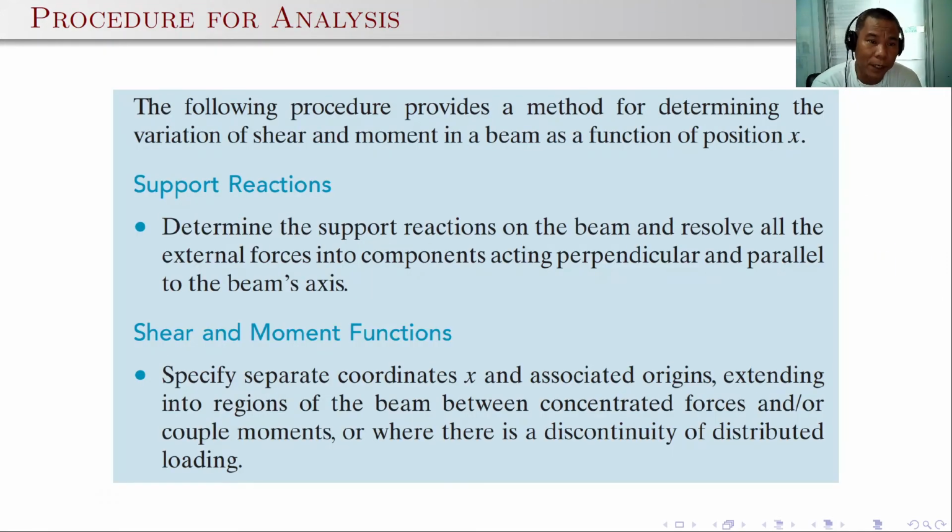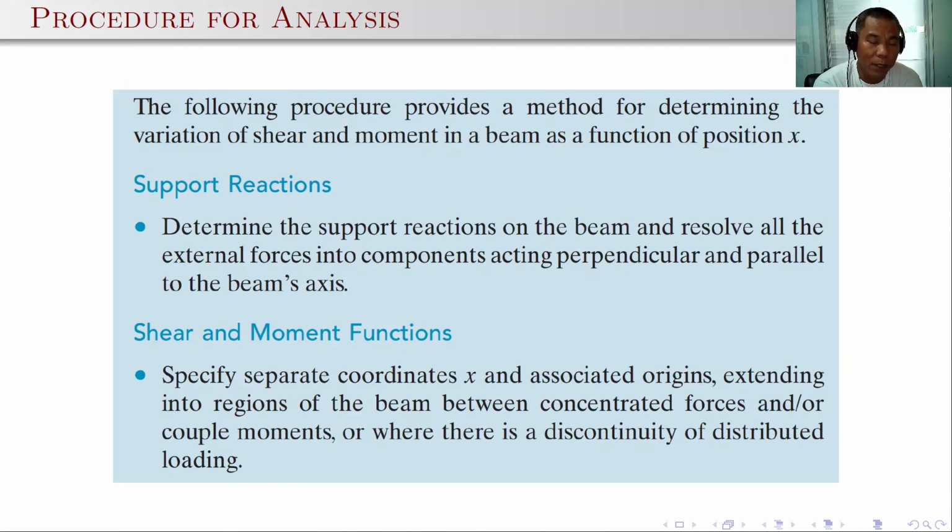Here is the procedure for analysis. The following procedure provides a method for determining the variation of shear and moment in a beam as a function of position x. For the support reactions, again, determine the support reactions on the beam and resolve all the external forces into components acting perpendicular and parallel to the beam's axis. Remember, all the forces applied or reactions should be resolved into components perpendicular or parallel to the beam's axis, so that it would be easier to apply them in the shear and moment equations.